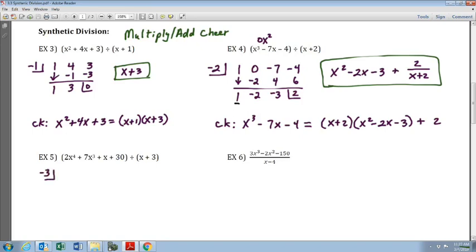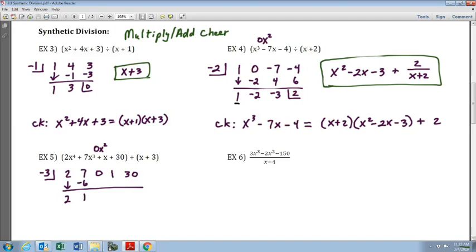All right, so on number 5, you should have put a negative 3 in the box. Again, it's always the opposite of what's there. And then notice there's no x squared term, so we'll put a 0 in that place. So it'll be 2, 7, 0, 1, and 30. Those are our coefficients. So we'll drop the 2, and now we'll multiply, and we get negative 6.